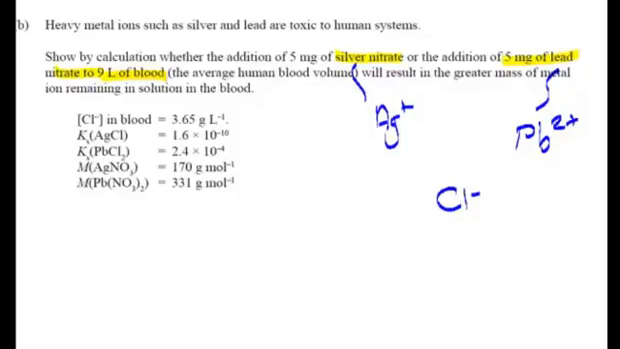Now, we're given the Ks for silver chloride and lead chloride, so basically this is a case of the silver ions combining with the existing chloride ions in the human blood, which we're told is the concentration, so that doesn't vary, or the lead ions combining with the chloride ions. So we need to set this calculation up and go from there.